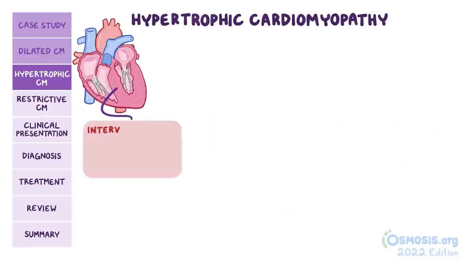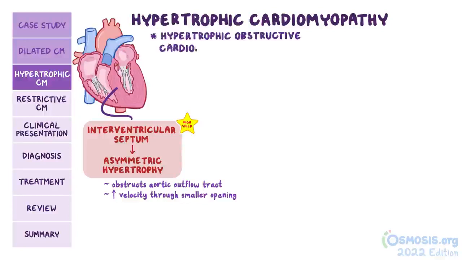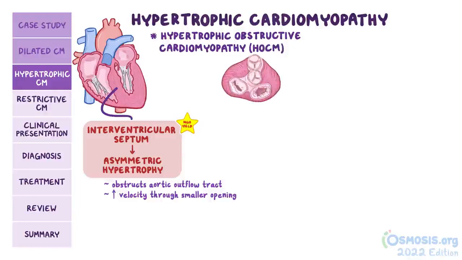Another feature is that the intraventricular septum gets thicker, particularly on the side of the left ventricle. This asymmetric hypertrophy can obstruct or narrow the aortic outflow tract during systole or ventricular contraction, and this increases blood velocity through the smaller opening and pulls the anterior leaflet of the mitral valve toward the septum, which further obstructs the left ventricular outflow tract. In such a case, we call it hypertrophic obstructive cardiomyopathy, or HOCM. At the same time, that mitral valve doesn't shut all the way. Blood can leak back into the left atrium, called mitral valve regurgitation.